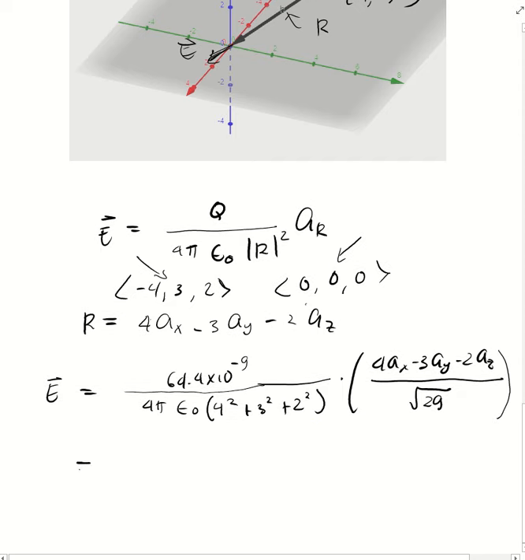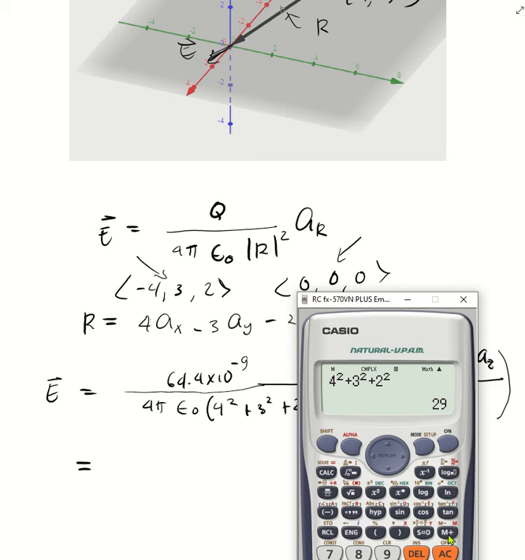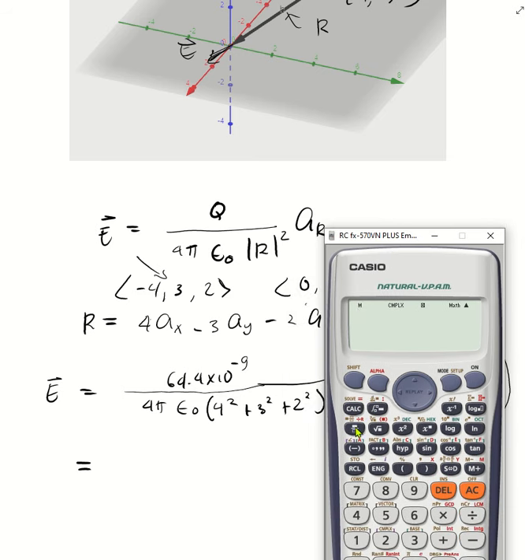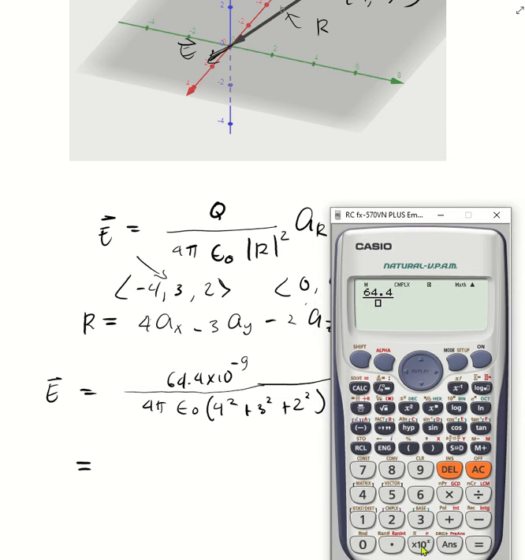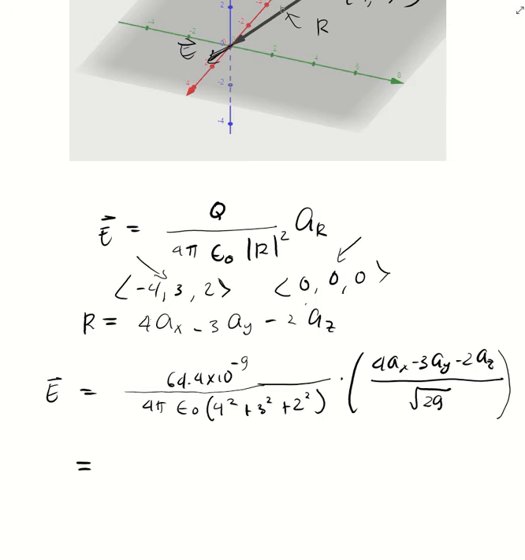So we simplify this one. This one will be equal to 64.4 raised to negative 9, divided by 4 pi epsilon naught times 29. This will be equal to 19.958, or that is around 20. You can round that off to 20.